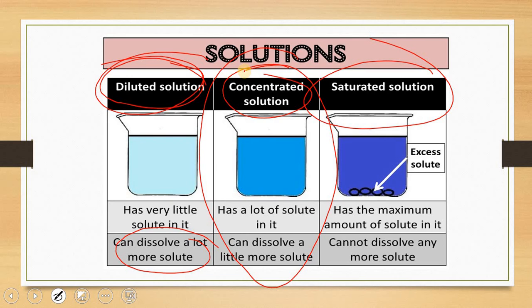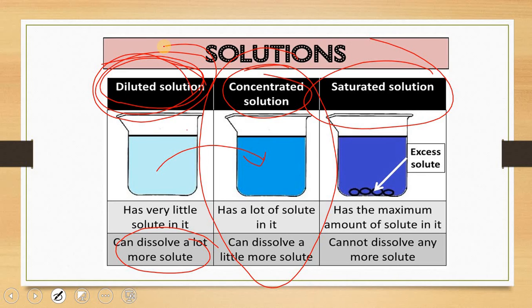The second concentration is concentrated solution. Okay, so this has a lot more solid in it. That's why this is dark blue. It's not really dark blue, but it's much darker than the dilute solution. Okay, and it can dissolve a little more solid. So this means it still can dissolve a little more solid, but not as much as the dilute solution.